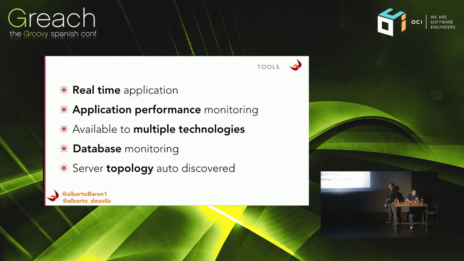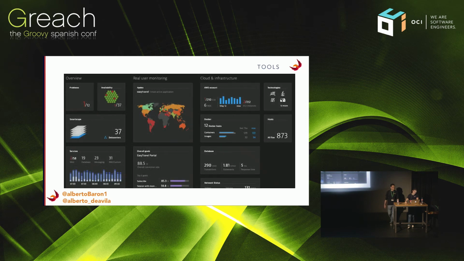Another good feature that Dynatrace has is to show you your server topology with auto-discovery. So you have to install an agent in your server, and then you will have the topology of your server. Let's review with some screenshots.